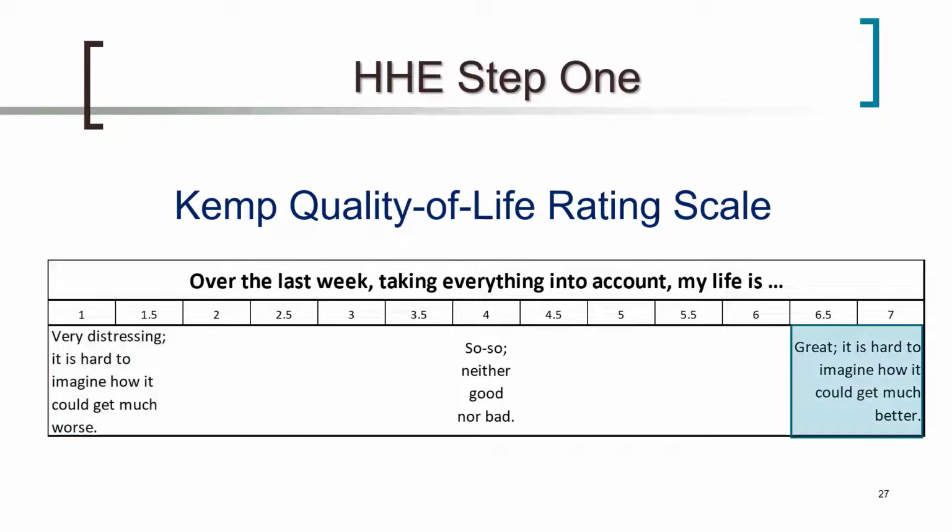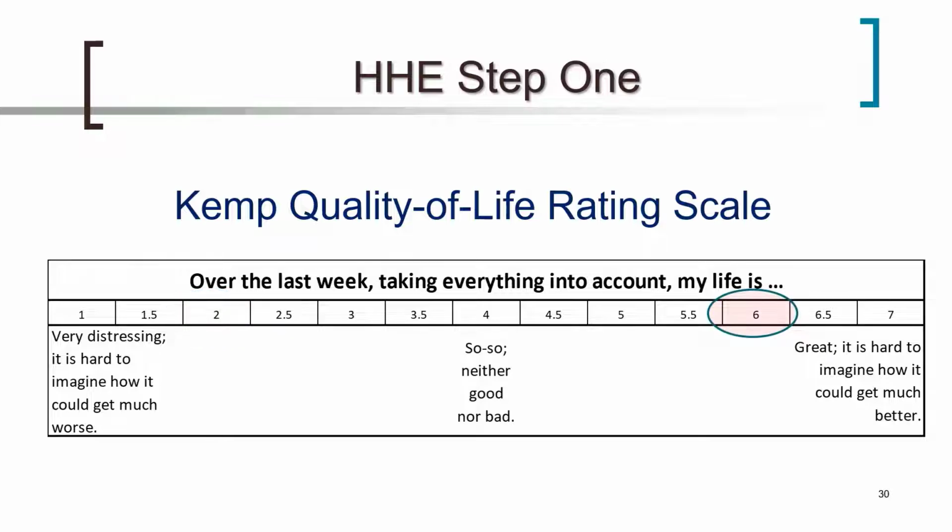7 is my life is great. It's hard to imagine how it could get much better. 4 is my life is so-so, neither good nor bad. In the past week, if your quality of life has been poor, you may rate yourself at a level 2. Not absolutely terrible, but certainly it could be much better.